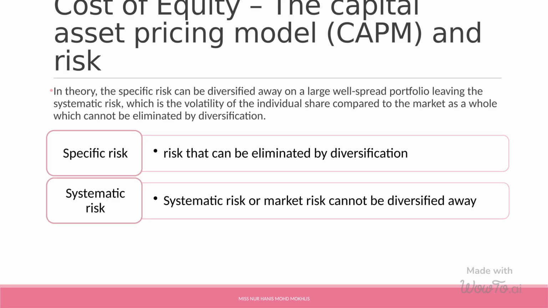In theory, the specific risk can be diversified away on a large well-spread portfolio, leaving the systematic risk, which is the volatility of the individual share compared to the market as a whole, which cannot be eliminated by diversification.